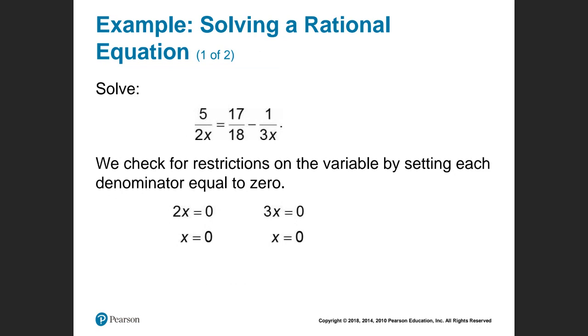First we have to check, because remember, the denominator cannot be 0. So there is a restriction over here. We check for restrictions on the variable by setting its denominator equal to 0. Look at this one: 2x equals 0, so we divide by 2 and x equals 0. Now 3x equals 0, so we divide by 3 on both sides, and x equals 0. So the restriction is x equals 0.